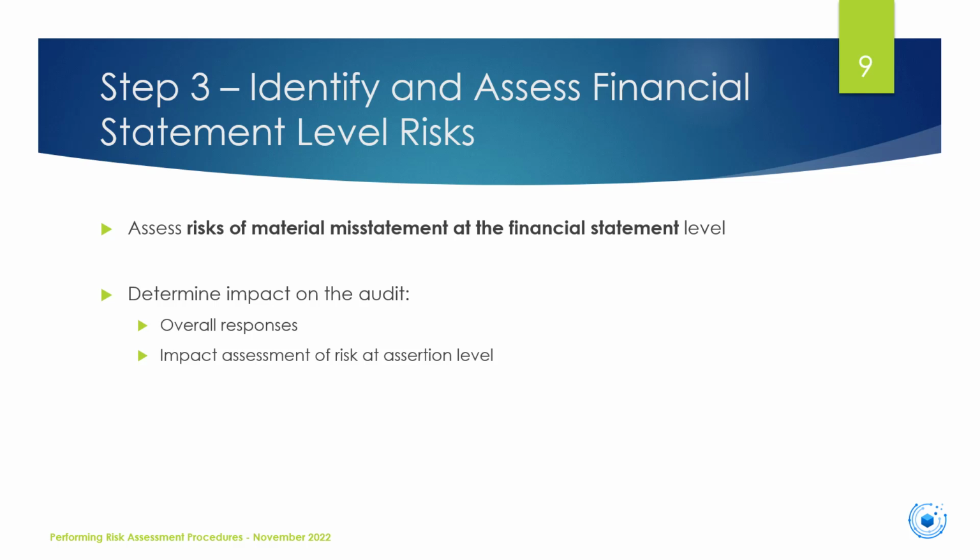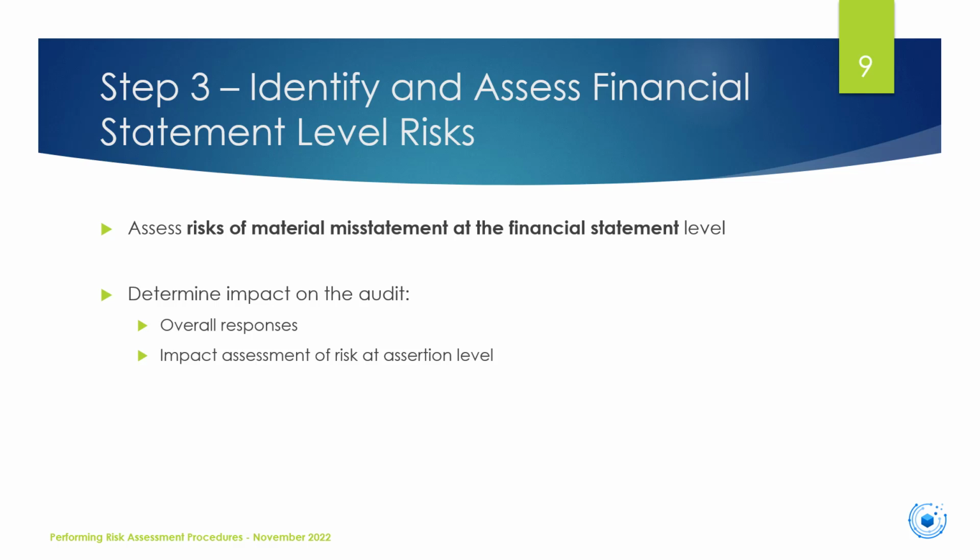So we're then going to take that information and assess the risks of material misstatement at the financial statement level, and then determine the impact to the audit. So this may result in overall responses, such as increased supervision, using more experienced staff, or reminding staff to use their professional skepticism. However, it may also impact the assessment of risks at the assertion level.